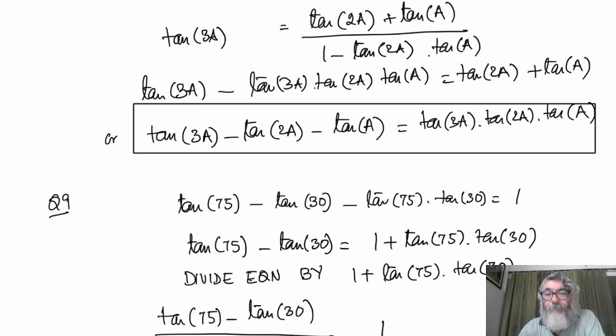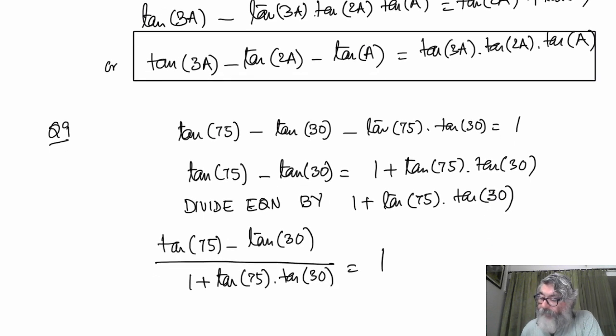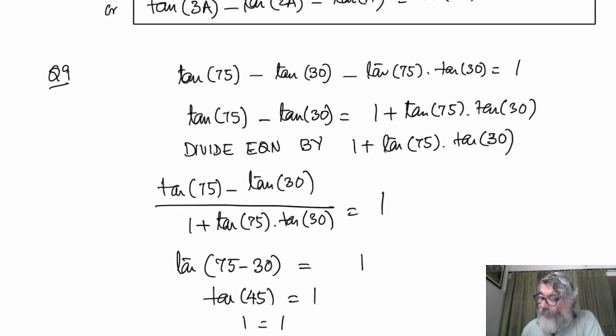Do I get this? Because 1 plus tan 75 tan 30 will be divided by 1 plus tan 75 tan 30. You get this. Tan A minus tan B upon 1 plus tan A tan B is tan(A minus B), which is equal to 1. It is tan 45 is equal to 1, or 1 is equal to 1. Tan 45 value is what? 1. So we have got 1 is equal to 1.